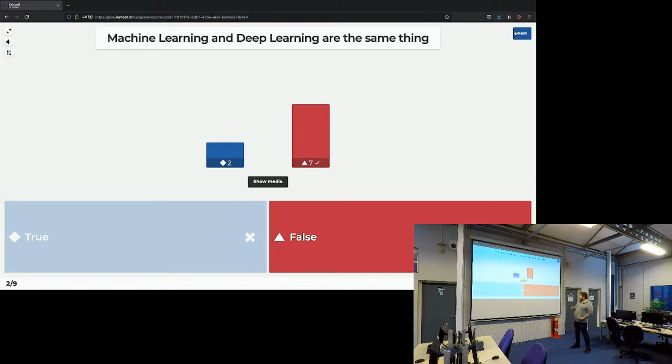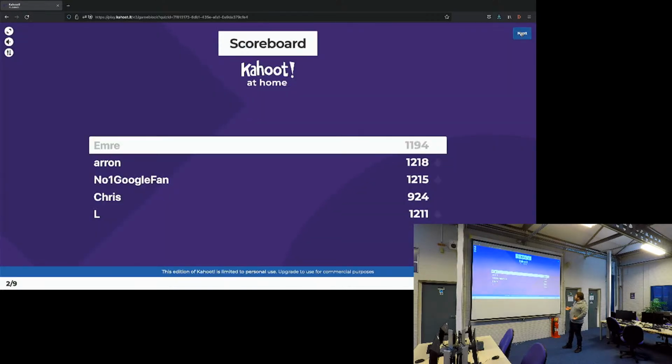Okay, so the majority of you got it right. We'll cover this later in the session today. Machine learning and deep learning, whilst being similar, are not quite the same thing. Deep learning is a subset of machine learning. It's more specific. All right, Sam, next slide. So now we've got Aaron in first place. Well done. Next, please.